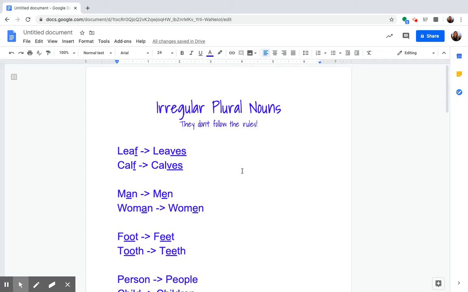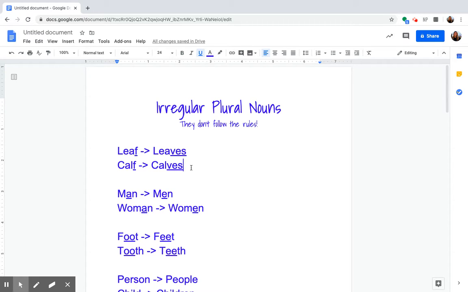So we're going to take a look at some different irregular plural nouns and think about how we change them from the singular to the plural noun. First, we're going to start with our nouns that end with F and how we change those to a VES ending. So the F changes to a V and we add the ES ending. For example, we have leaf, that changes to leaves. The same goes for calf, it changes to calves.